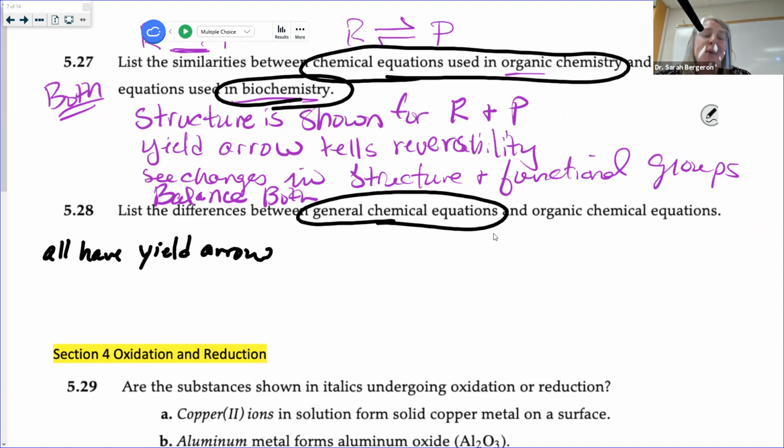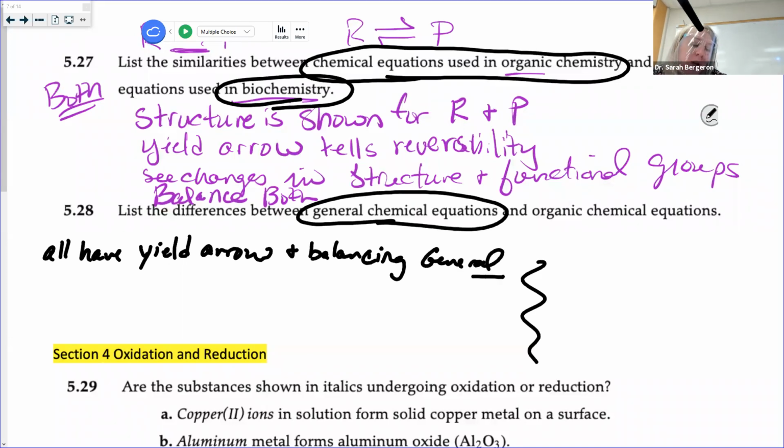And we're going to have to balance organic and biochemistry and general chemistry equations. So all are going to have a yield arrow, and we do need to think about balancing, and balancing, and balancing. But there are some differences. So when we talk about general chemical equations, just like what we did with combustion, did we show the structure in general? Go back one.